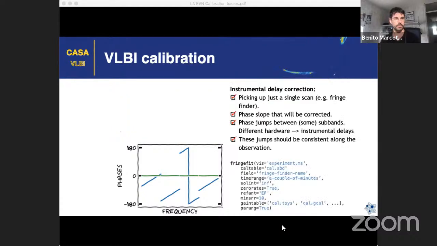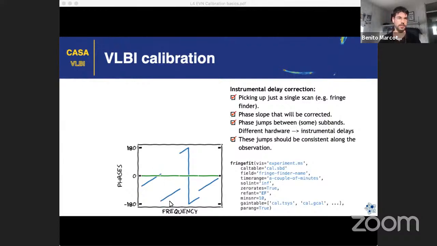So let's start with the phases versus frequency. This is not a step that is strictly necessary in all cases. We recommend it in most of them, and you will see why in basically 3 slides in the future. But basically here I mentioned that you have a slope in the phases and then some jumps between subbands. And those jumps are basically related with the instrumental effects that you have in your station.